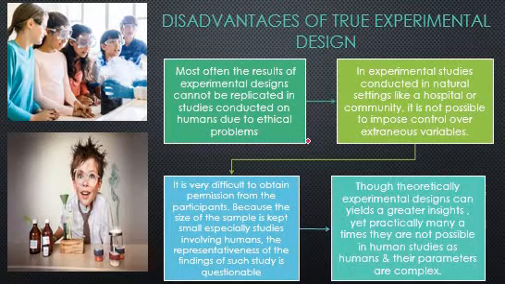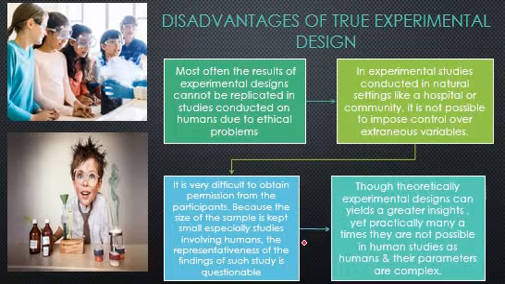Most often, the results of experimental design cannot be replicated in studies conducted on humans due to ethical problems. Many of the human variables have neither a valid measurable criterion nor an instrument to measure them. In experimental studies conducted in natural settings like hospital or community, it is not possible to impose control over extraneous variables. Experiments are often impractical when the effect of the independent variable may require a lengthy period of time before it can emerge as a response on the criterion measures.